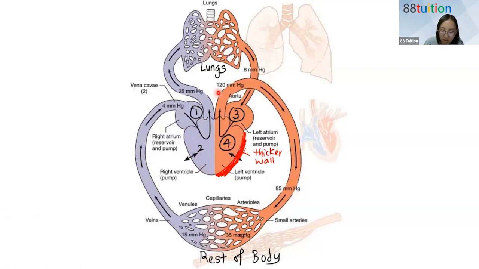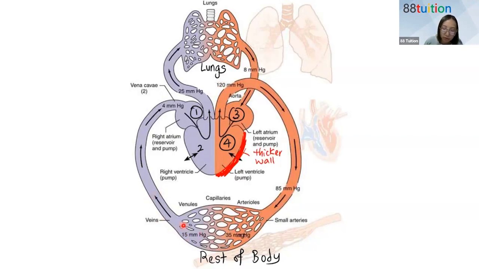So the highest pressure, the pressure is 120. So very high blood pressure. 120, it goes to the rest of the body. Of course, 120, the pressure will go down to 85. As you travel longer and longer, the pressure will go down. Then go down to 35. So you see the number go down. 120, the number goes down to 85. The number goes down to 35. Number goes down to 15.